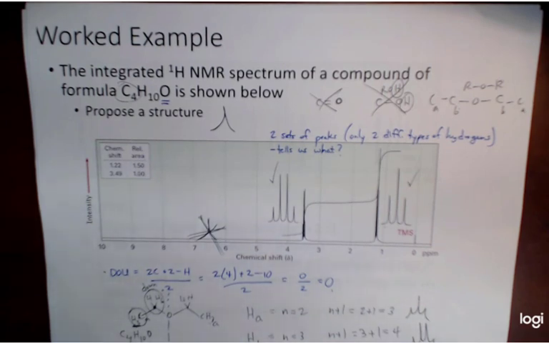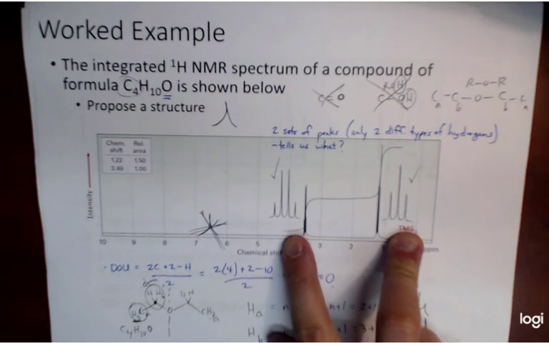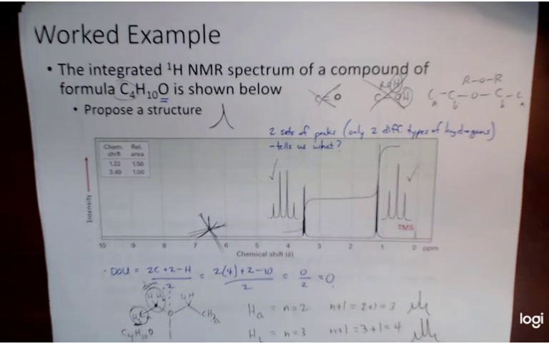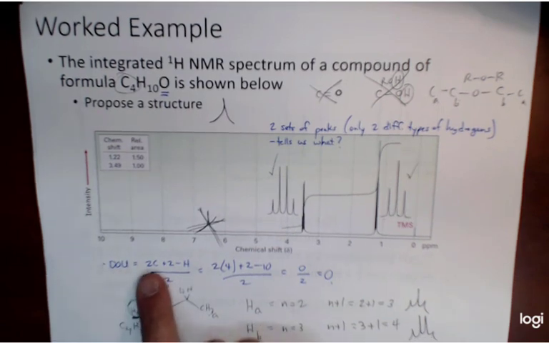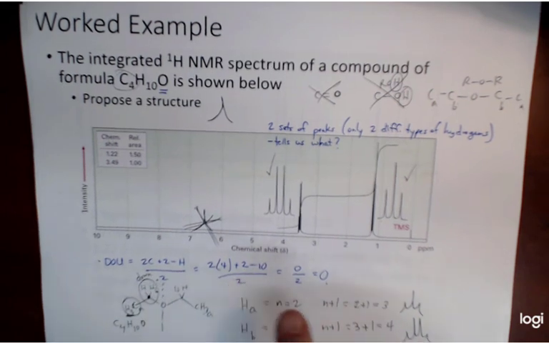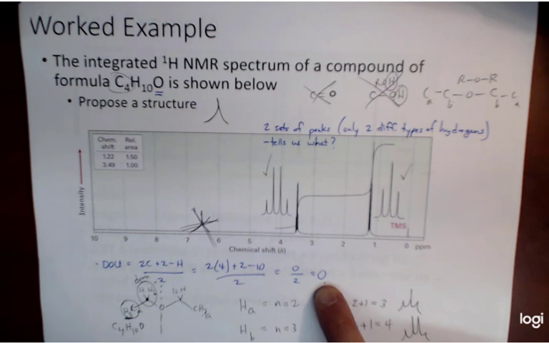So, integrated proton NMR for a compound with the formula C4H10O is shown below. In this spectrum, we have two different sets of peaks. Based off the formula, we can calculate the degree of unsaturation: 2 times the carbon plus 2 minus the number of hydrogens, divided by 2. Notice that I have left off nitrogen and halogens because they're not there, and oxygens are always ignored. Following the formula, we get a degree of unsaturation of 0.